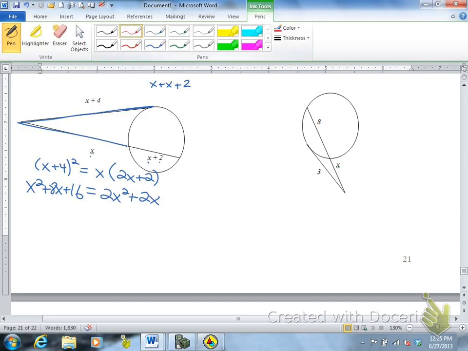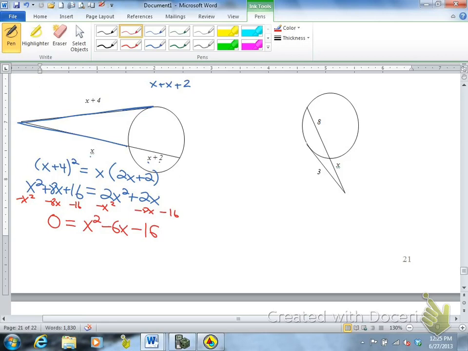Okay, so if we subtract x squared from both sides, we'll do that. We'll subtract 8x from both sides, and do that. And subtract 16 from both sides. Basically we subtracted everything from this side. We have 0 on the left, and we have x squared minus 6x minus 16.